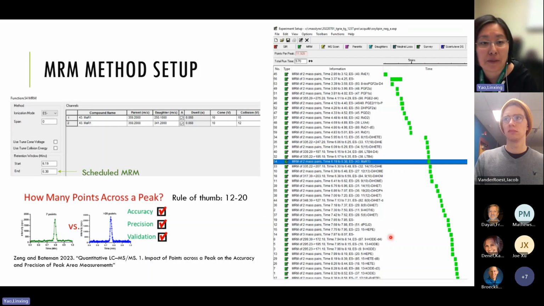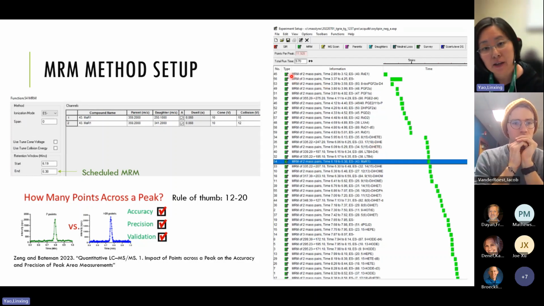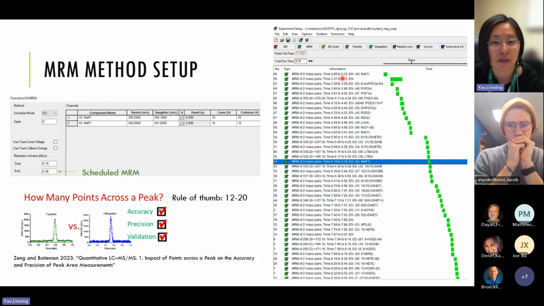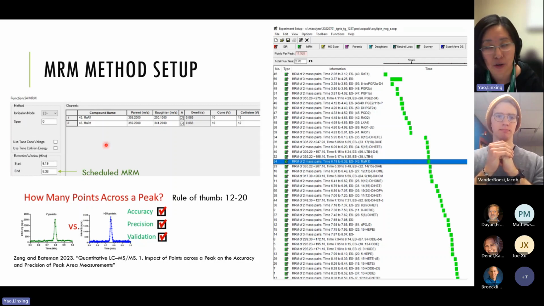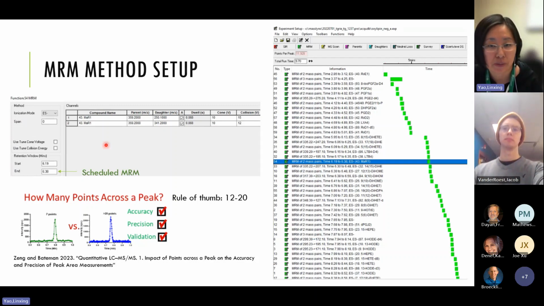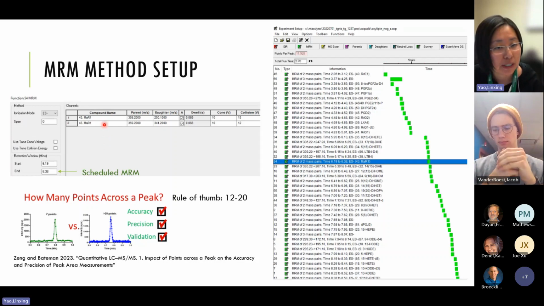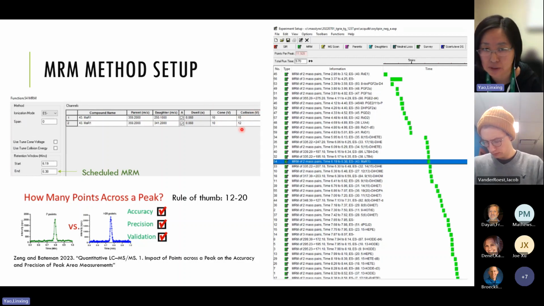How do we set up an MRM method in the instrument software? This interface is from Waters Instruments' MassLynx software. Each line item here is a function of our MRM method. Within each function, you can build one or more MRM transitions. It could be for one compound that has 2 transitions, or it could be multiple compounds. For each transition, you want to specify its precursor ion, product ion, as well as cone voltage and collision energy. We'll talk about this later.